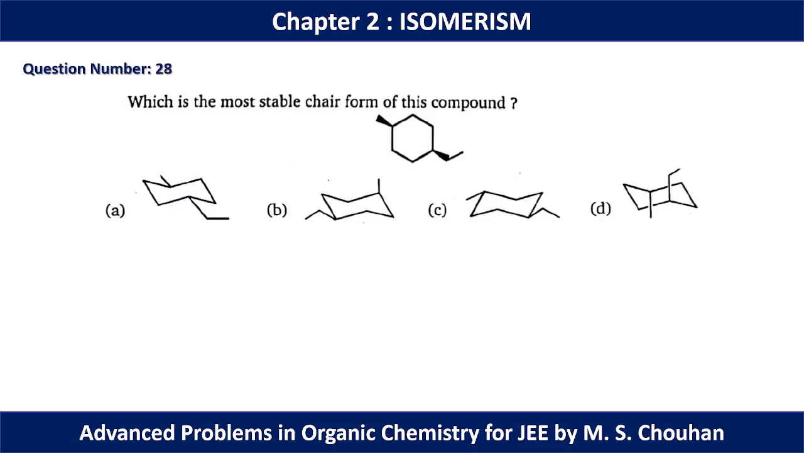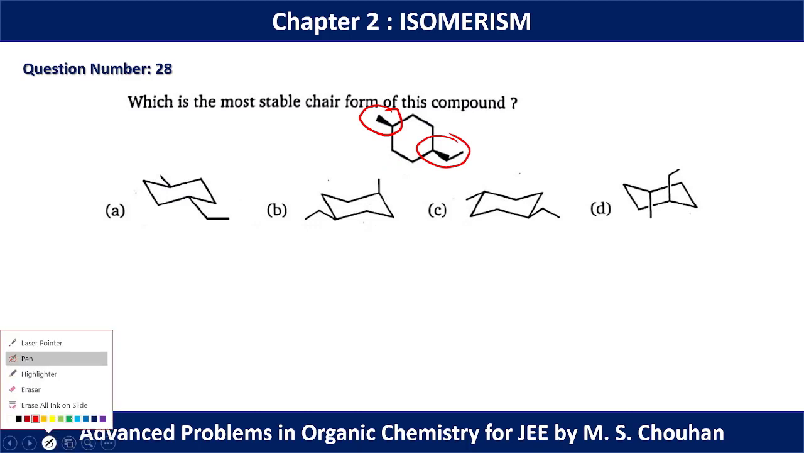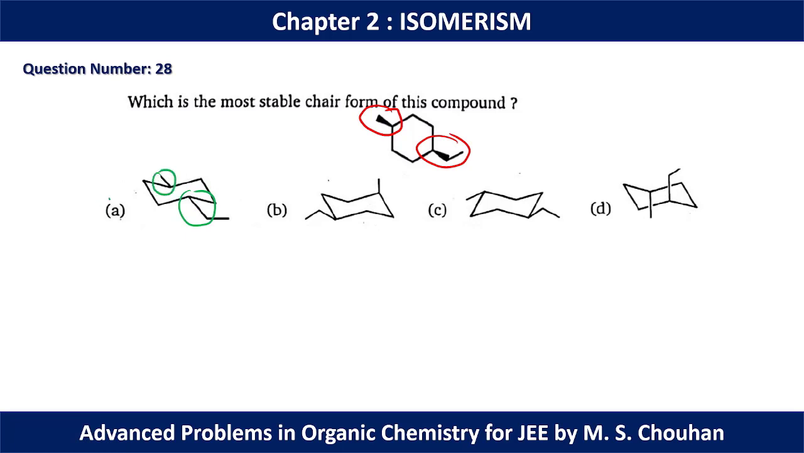In question number 28, which is the most stable chair form of this compound? So again we have one methyl group and one ethyl group at the 1 and 4 positions and they are on the same side to each other. So if we closely look, here we have below the plane, here we have above the plane, so this is not possible. Both are above the plane, this is possible. One is below the plane, one is above the plane, this is not possible. Another is below the plane and above the plane, this is not possible.